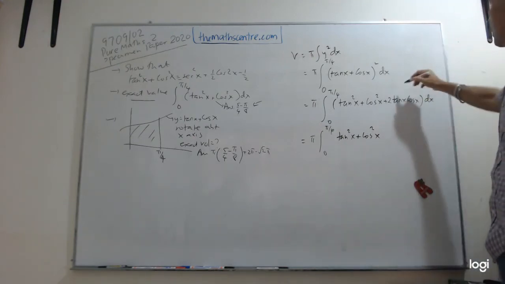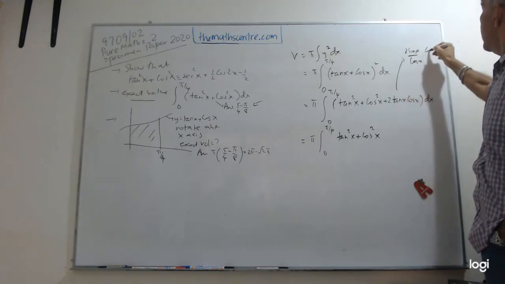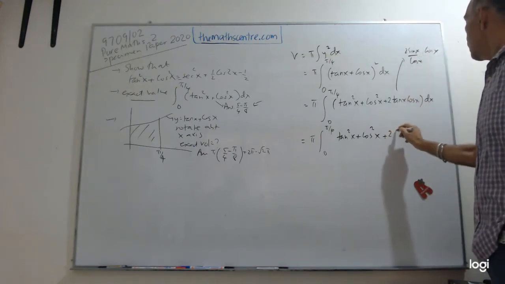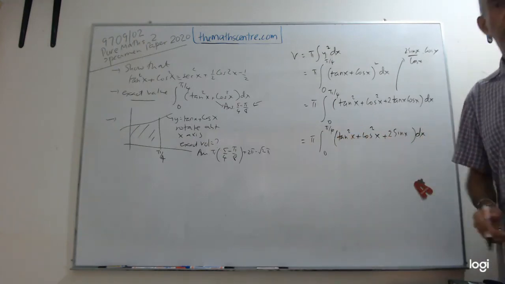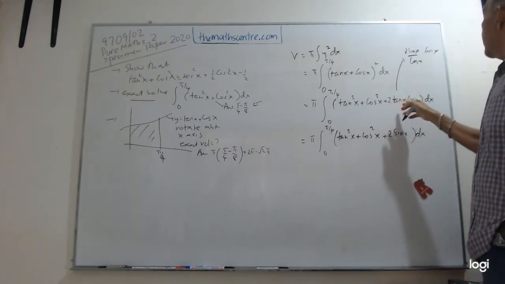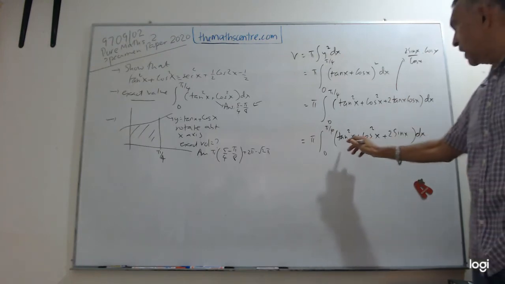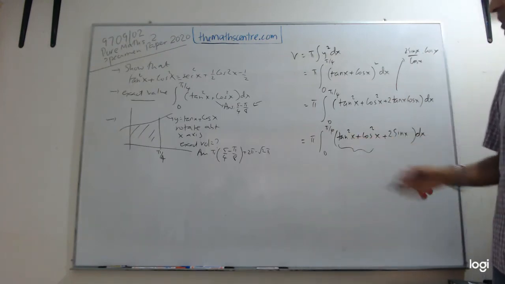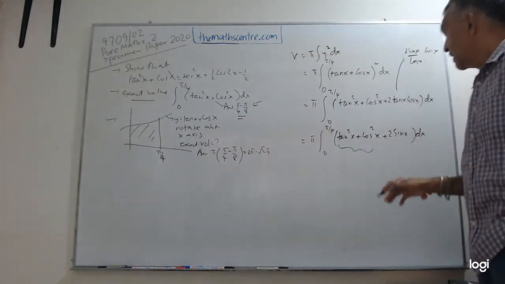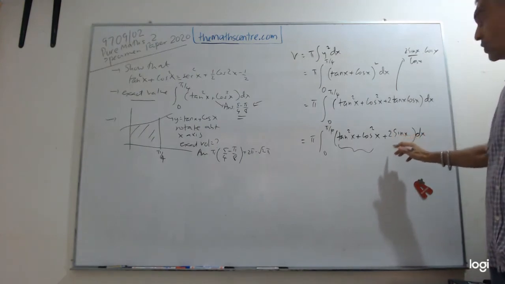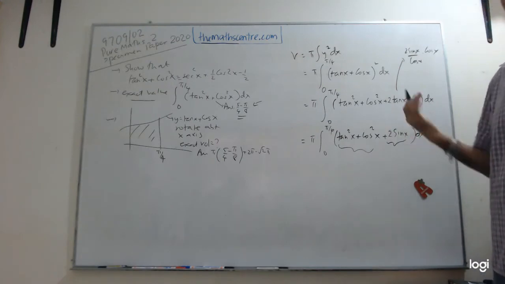What is 2 tangent x cos x? This will be 2 sin x over cos x times cos x, so this will be plus 2 sin x dx. Now it's easy, because for this part you already have the answer, which is 5 over 4 minus pi over 8. The only thing you need to do is integrate this 2 sin x. When you integrate 2 sin x, you get minus 2 cos x.